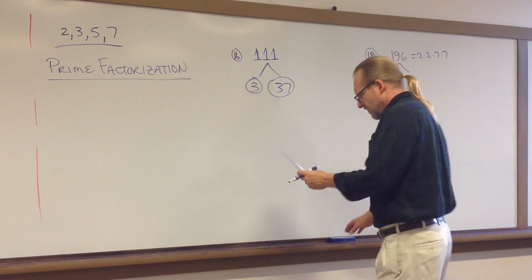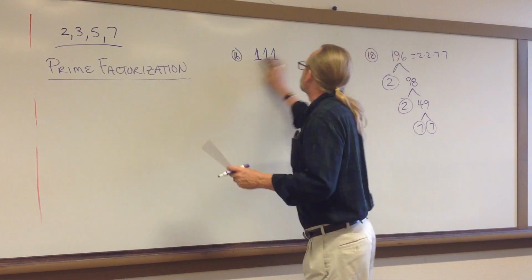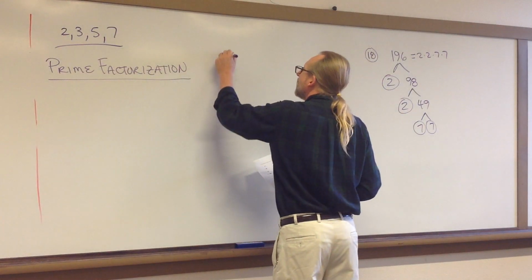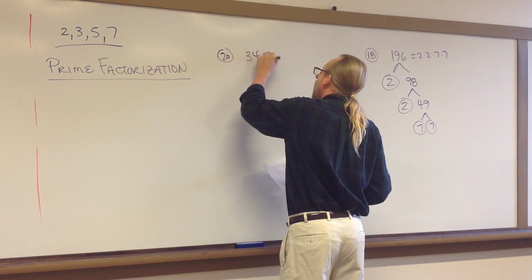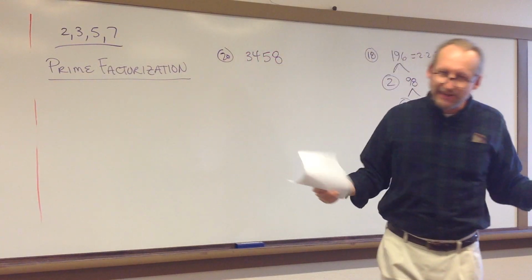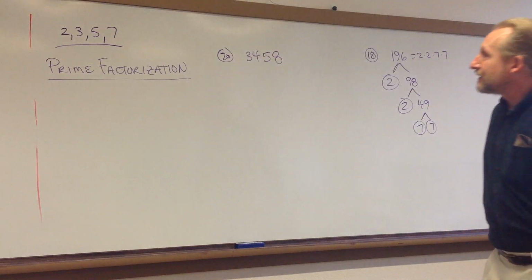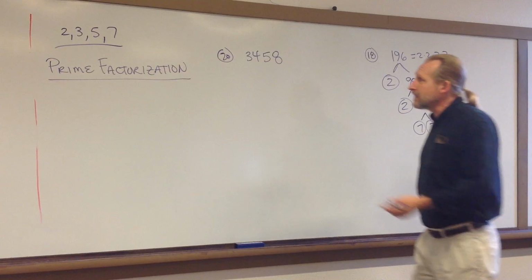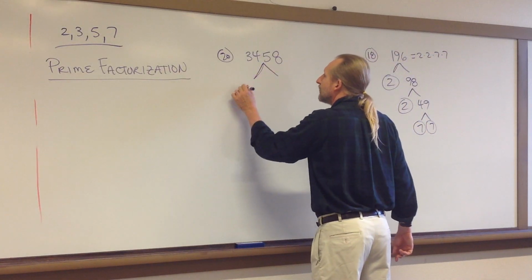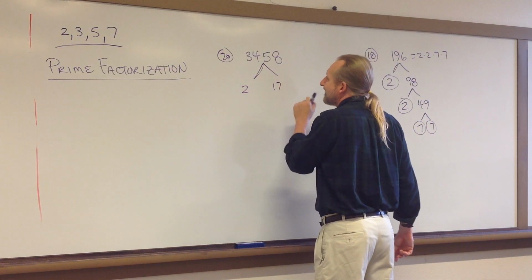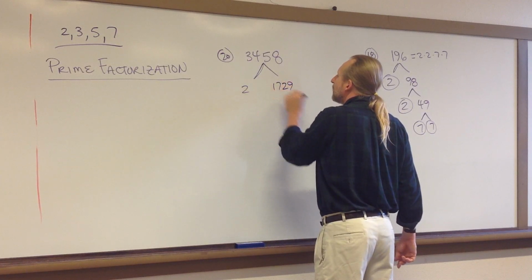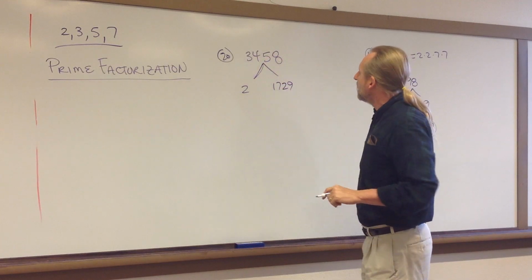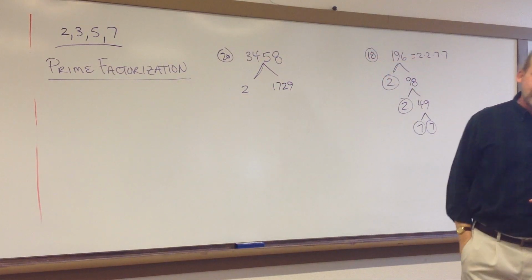Now we've got some big numbers. Problem 20, 3,458. And again, you can start any way you want on these, okay? The important part is to get down to prime numbers. So I'm going to start with the 2 here. Let's see what we got. 17, 29, I believe, right? 17 and then 2, 9. Yeah. Now, 2 times 1729.